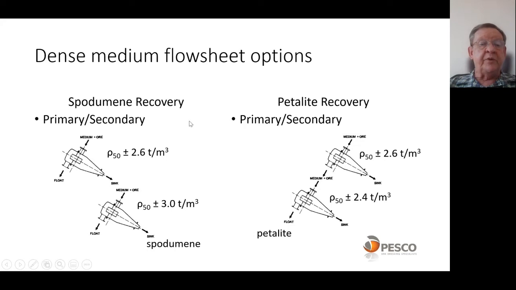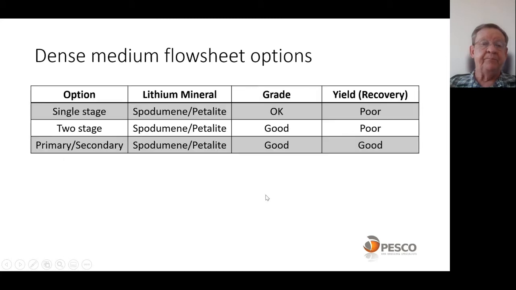And then if we look at primary and secondary, so if we look at spodumene recovery, what it means is the primary will be about 2.6, and then we will retreat the sinks through the secondary stage at about 3, and the spodumene reports to the sinks. For petalite, we will have the primary also at about 2.6, and then the overflow we'll treat at 2.4, and the final float is your petalite.